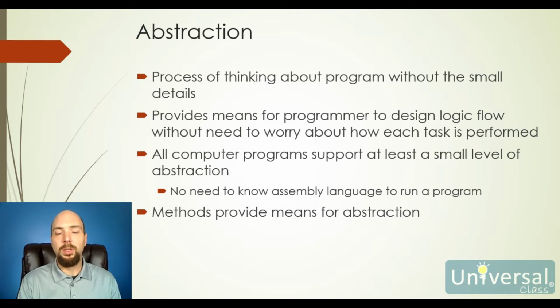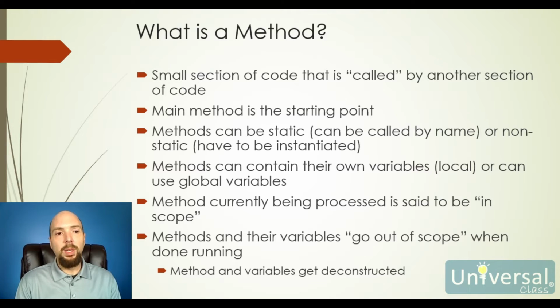The way that we do this is through the use of what are called methods. A method is a small section of code that is called by another section of code. The entry point to our program is called the main method. Methods can be static, which means that they can be called by name, or non-static, which means that we need to instantiate them. We actually make an object. Methods can contain their own variables, or they can use global variables.